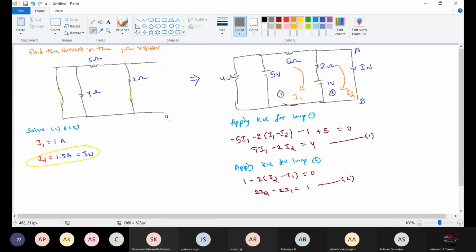Now this one is point A, point B. We need to find RN. Tell me RN by seeing this figure. 5 and 2 are in parallel first. 5 in parallel with 2. How much? I can say 4 and 2 are in parallel first. Just calculate RN and tell me.